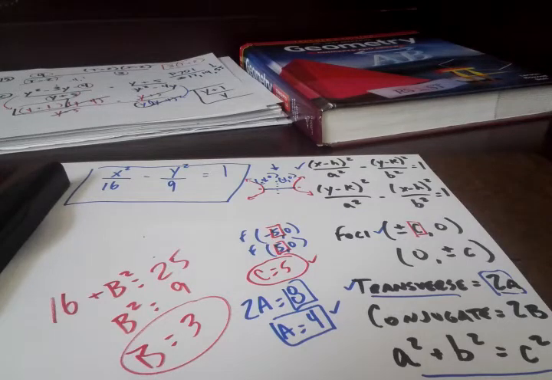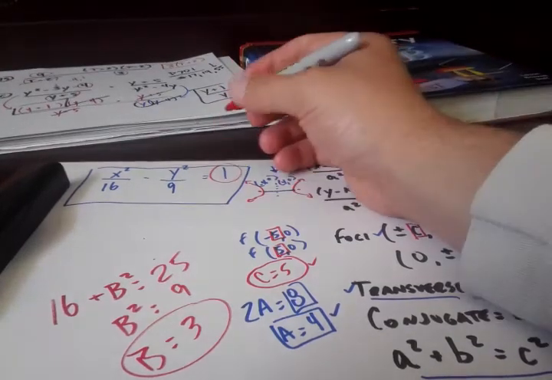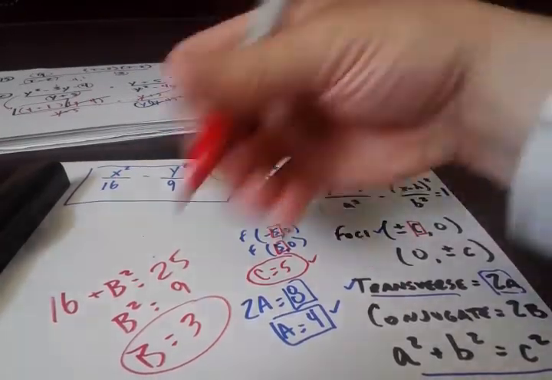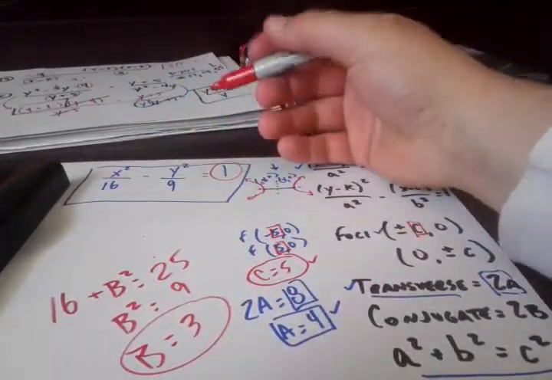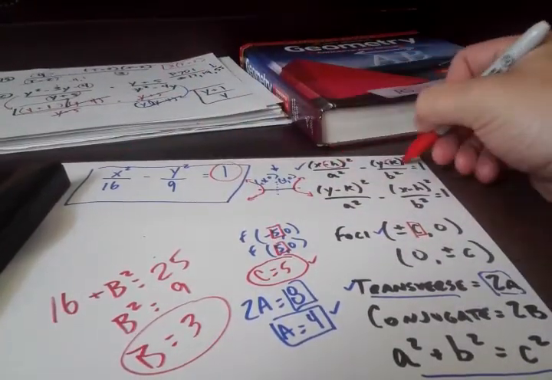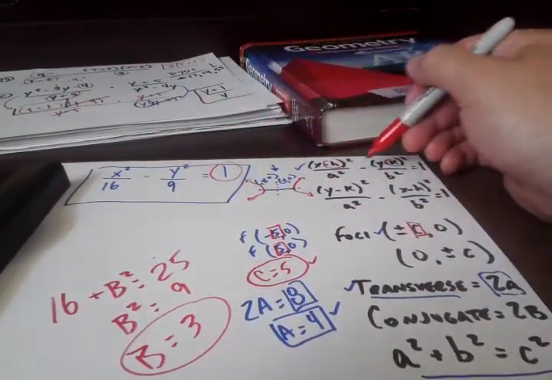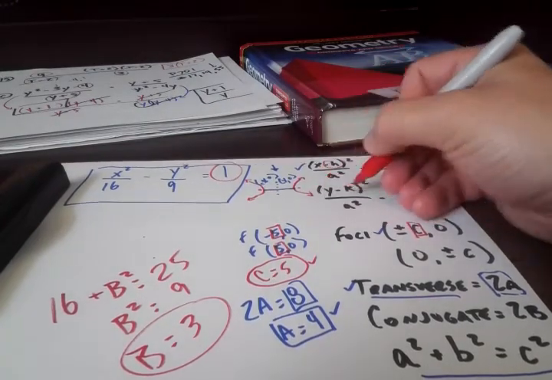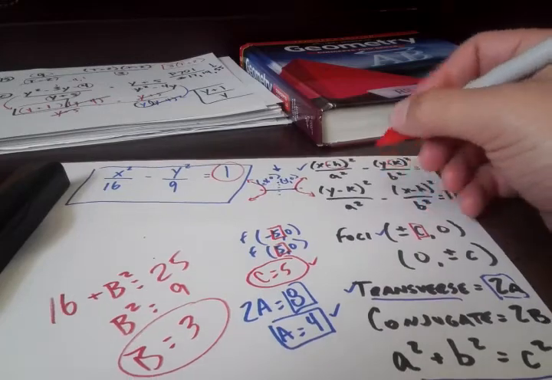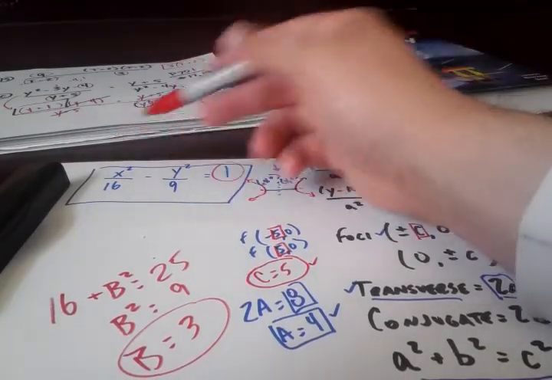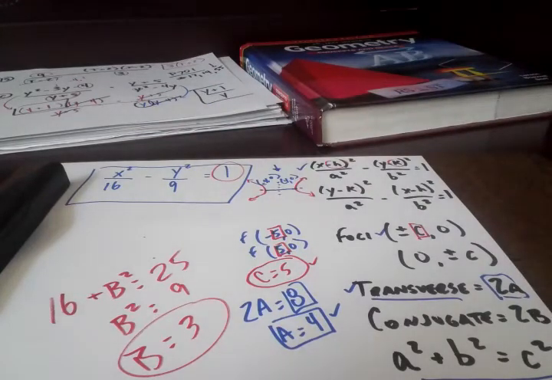A couple things I want to point out. One, it's going to equal 1. Two, these numbers are the squared versions, so don't forget you have to square those. And three, the reason there aren't any numbers on top is because it's centered at (0, 0). Remember, if it was vertical, we would use this formula. But since the center is at (0, 0), it just has an x and a y up top.